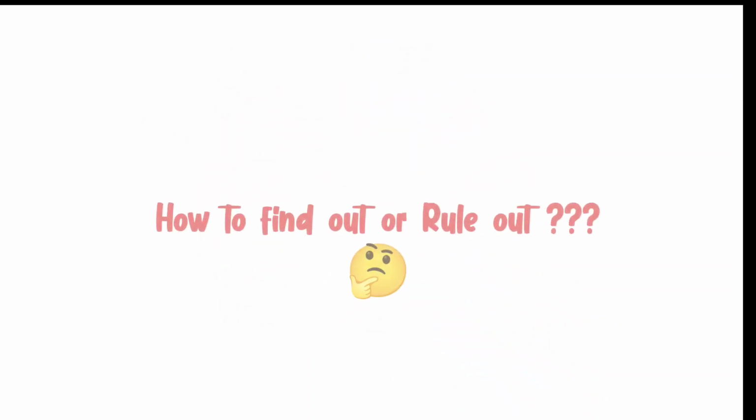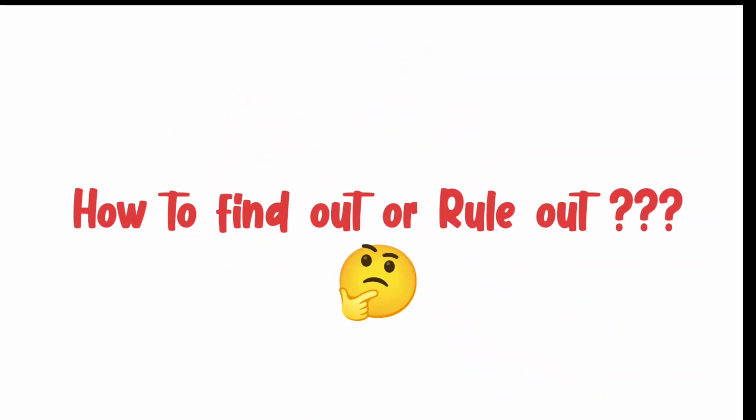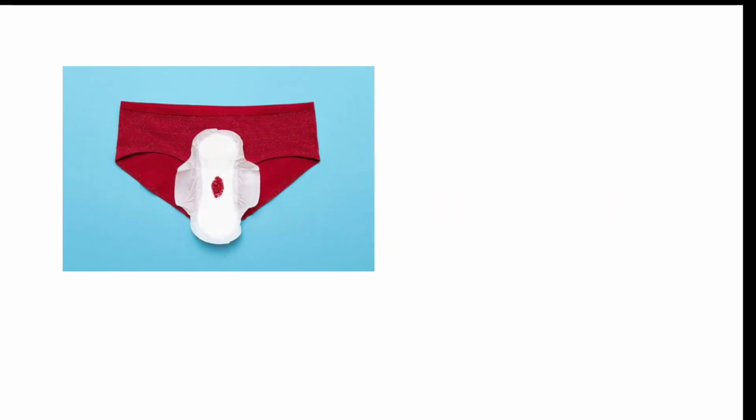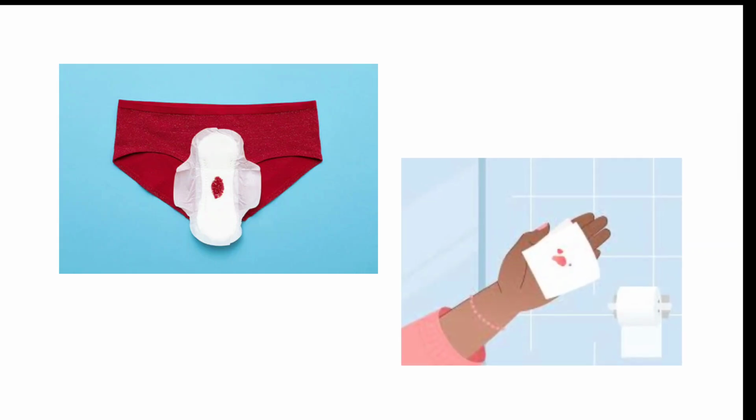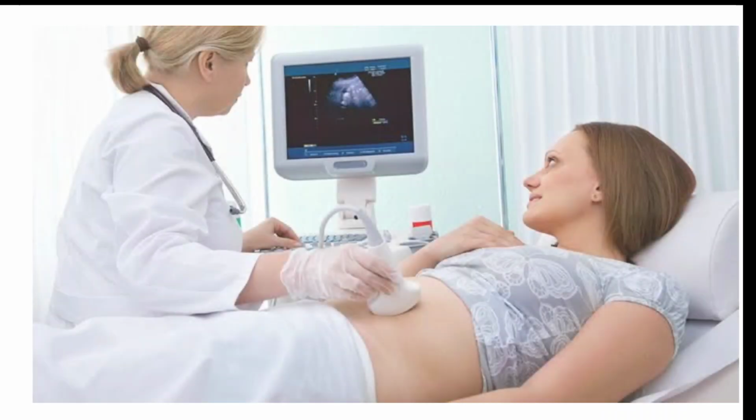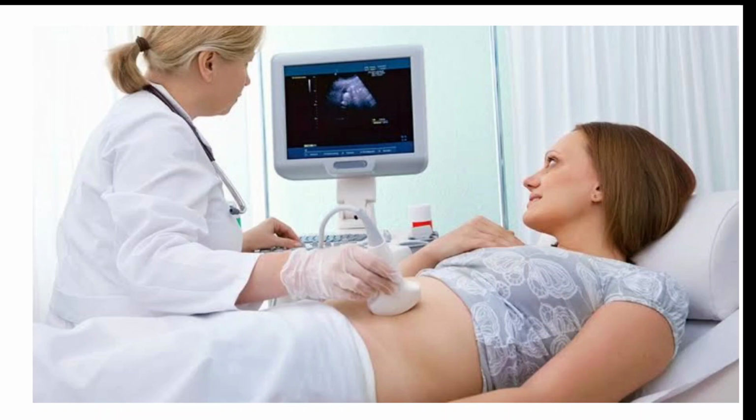So let us know how we find out about subchorionic hemorrhage. Usually in a subchorionic hemorrhage, there is vaginal bleeding that occurs during pregnancy. In order to rule out any miscarriage or ectopic pregnancy or infection, usually USG, which is ultrasonography, is performed to determine the size and location of the bleeding.